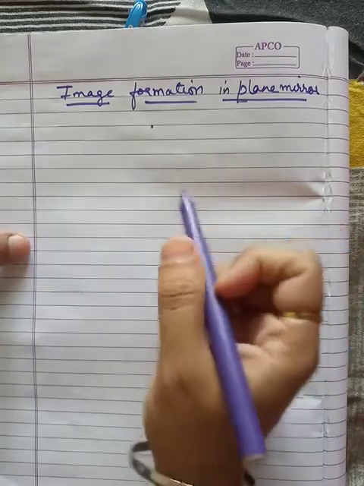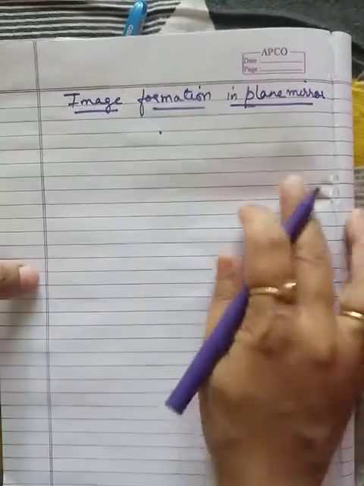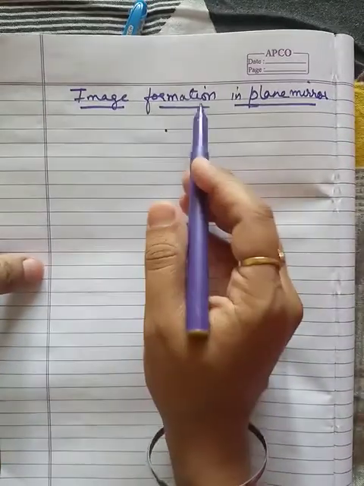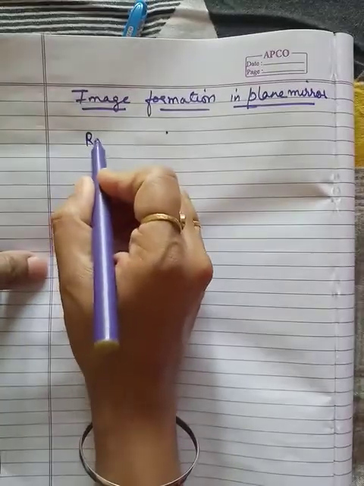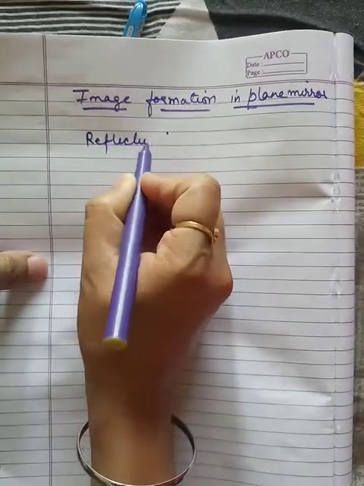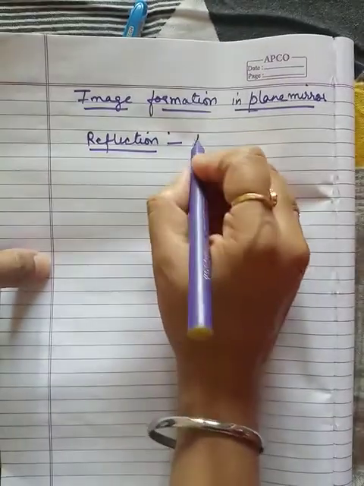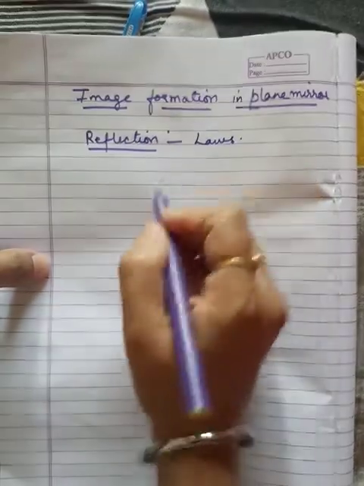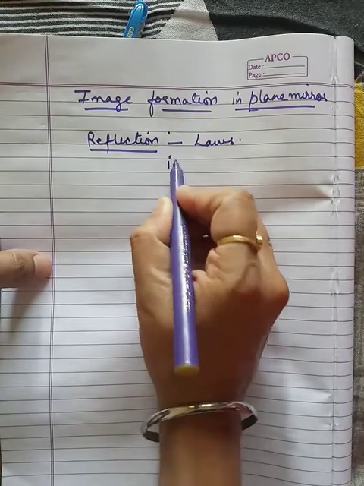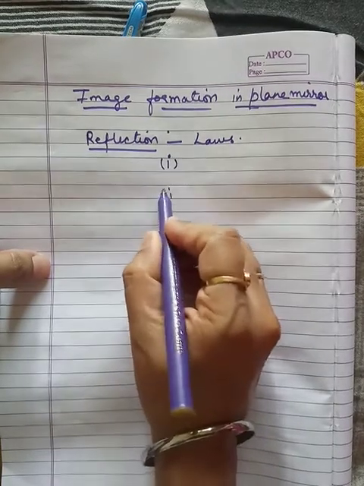So, image formation in the case of plane mirrors. Image formation depends upon the reflection, and we all know what the laws of reflection are. Let us recall the laws of reflection. The laws of reflection have two parts, first part and second part.